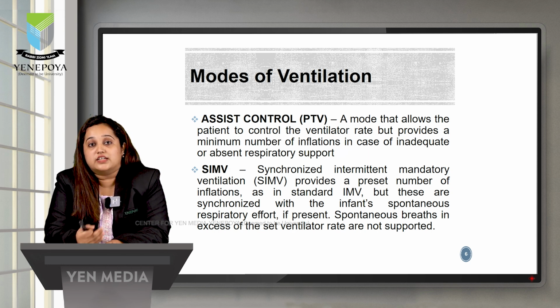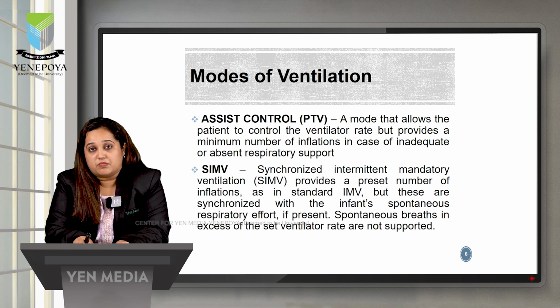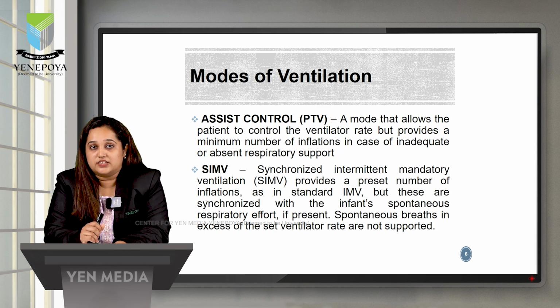Whenever we think of starting or initiating mechanical ventilation for babies, we always go ahead with assist control, or what you know as patient triggered ventilation. In patient triggered ventilation, you will set a minimum respiratory rate, maybe 10 breaths per minute. If you have set 10 breaths per minute and the baby is breathing at somewhere around 15 breaths per minute, then those extra 5 breaths will also be supported by the ventilator. So that is what makes assist control the choice of mode to initiate mechanical ventilation in babies.